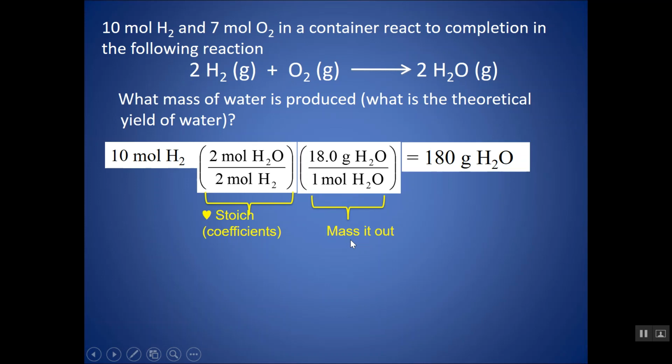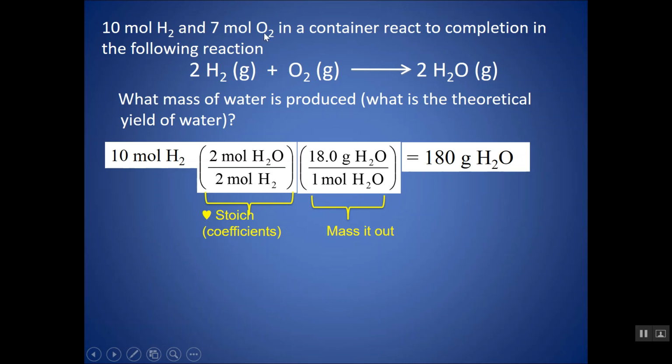Okay, and in my calculator I get my answer, or in my head I can do this as well. I get that there's 180 grams of water produced starting with 10 moles of hydrogen gas going through this reaction. Now, I don't just start with 10 moles of hydrogen gas. This is a limiting reactant problem because I see that there's more than one starting material amount given.